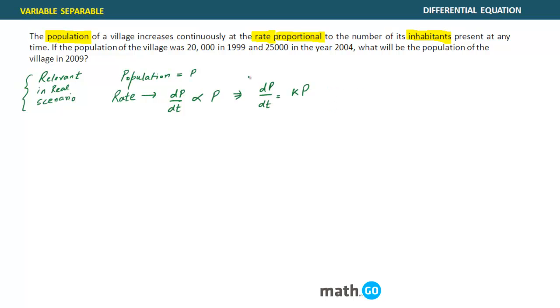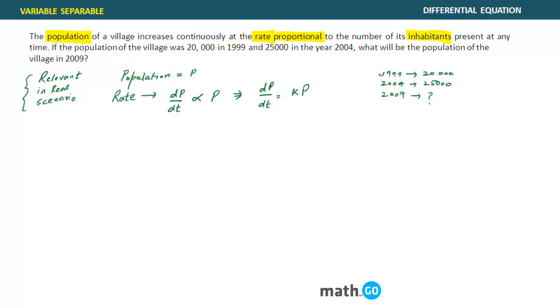This is what we need to solve, and it is also given that the population of the village in 1999 was 20,000, right? And then this population went to 25,000 in 2004. Then you are asked what will be the population of the village in the year 2009.